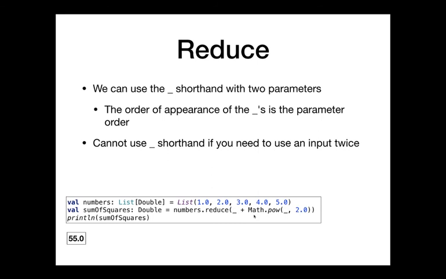So we have to make sure that our accumulator variable is the first underscore, and our current element that we're looking at is the second underscore. If we get that order mixed up, we're going to have bad results.